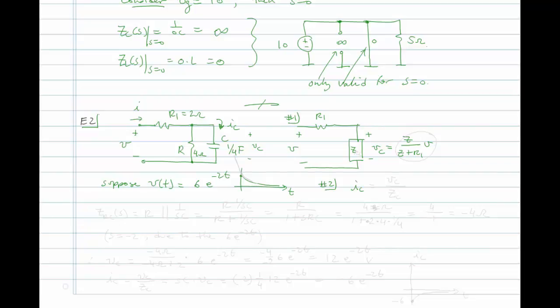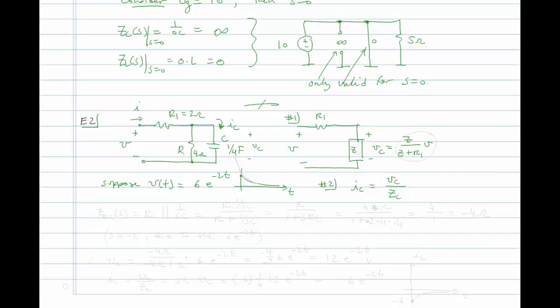IC is simply equal to VC divided by the impedance of the capacitor. Right? So I'm going to get the voltage first, that's across the capacitor and the resistor R, and then I'm going to calculate the current.